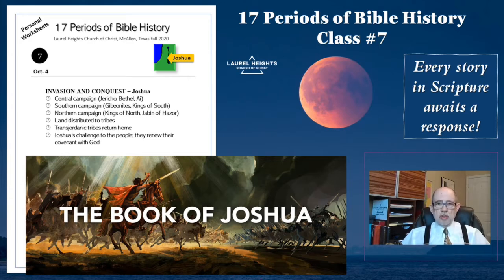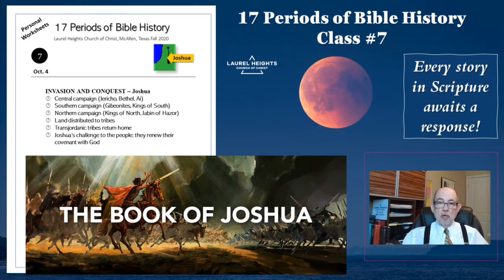Be strong and courageous. For you shall cause this people to inherit the land that I swore to their fathers to give them. Only be strong and very courageous. Be careful to do according to all the law that Moses my servant commanded you. Do not turn from it to the right hand or to the left, that you may have good success wherever you go. This book of the law shall not depart from your mouth, but you shall meditate on it day and night, so that you may be careful to do according to all that is written in it. For then you will make your way prosperous, and then you will have good success. Have I not commanded you? Be strong and courageous. Do not be frightened, and do not be dismayed, for the Lord your God is with you wherever you go.